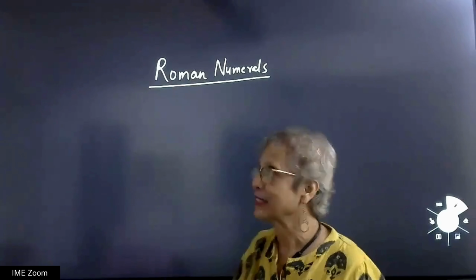We all know that in Marathi, we write something different. In Hindi, we write something different. In Gujarati, we write differently, right? So all those we write are numerals. Similarly, this is the way of writing numbers in the Roman system. They are called Roman numerals.